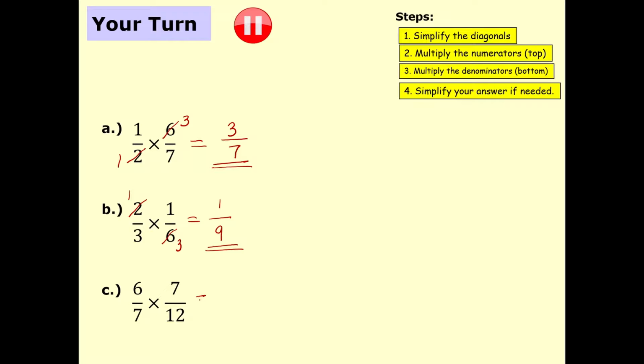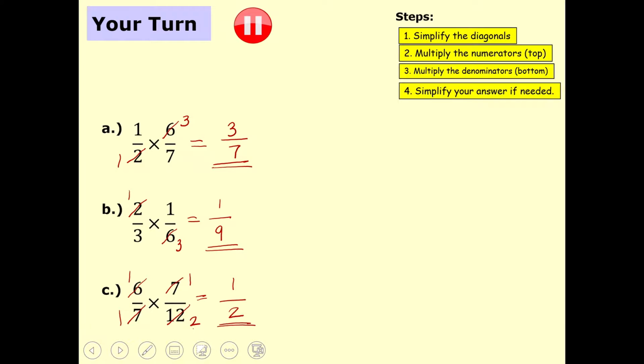And then question C. Check our first diagonal, 6 and 12, both in the 6 times table. So we're going to divide that by 6. 6 divided by 6 is 1. 12 divided by 6 is 2. Then our second diagonal, we've got 7 and 7. We can divide them both by 7 to get 1 and 1. And let's multiply our numerators. 1 times 1 gives you 1. And 1 times 2 gives you 2. So please make sure you mark your answers, and really well done if you got all 3 of them correct.